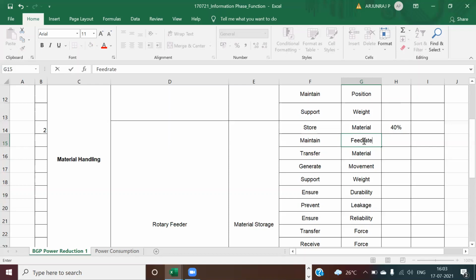Yes, I understood. This maintain feed rate is okay, but can it be like consumption? What is the output of the feed rate? Once you feed out, what will happen? There will be stability in the operation. No variations. The load will not vary.